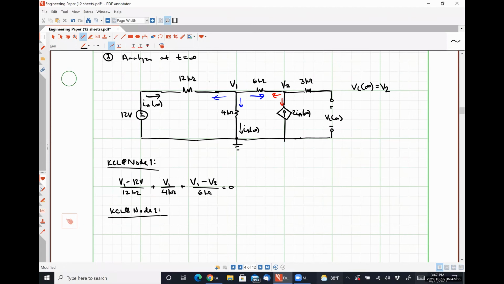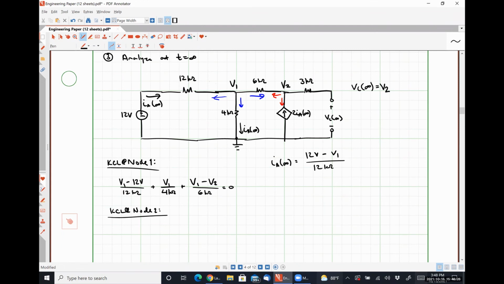So what should I have? Alan, you got any thoughts? Sure, you're absolutely correct. I forgot it again. IA at infinity. Does it change at all from what we had a moment ago? Not at all, right? So it's just going to be 12 volts minus V1 over 12 kilo ohms. Thank you for pointing that out.